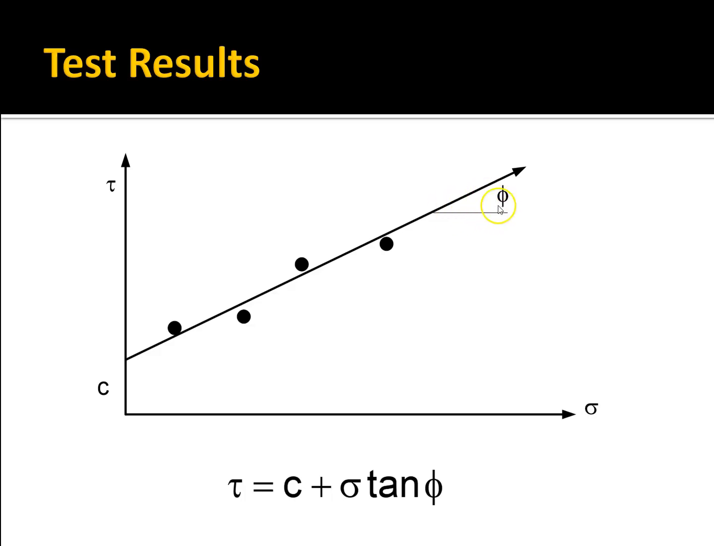The angle of this line is called the friction angle. And so if we say the shear strength is equal to C plus sigma tan phi, that is basically the equation of this line. The tangent of this angle is the slope of the line. So this is just the equation of a line. All right, this is supposed to be a review, so hopefully you've all seen this before.